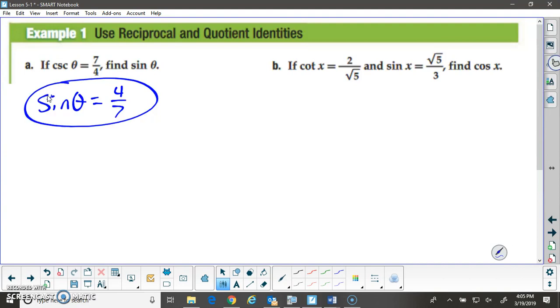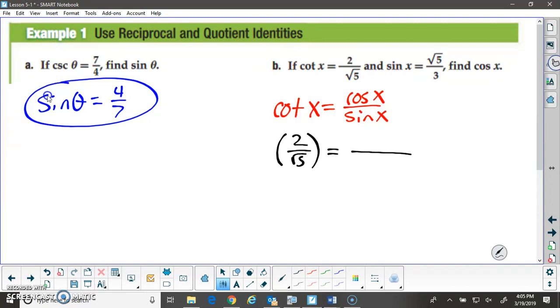Now part B is a little bit harder. It says the cotangent of x is 2 over the square root of 5, and it tells you the sine of x is square root of 5 over 3. We have to find the cosine. Well, from the quotient identity, the cotangent of x is equal to the cosine of x divided by the sine of x. So let's plug in these values here. We have 2 over the square root of 5 for cotangent, and we're trying to find the cosine of x. And so the sine of x is square root of 5 over 3.